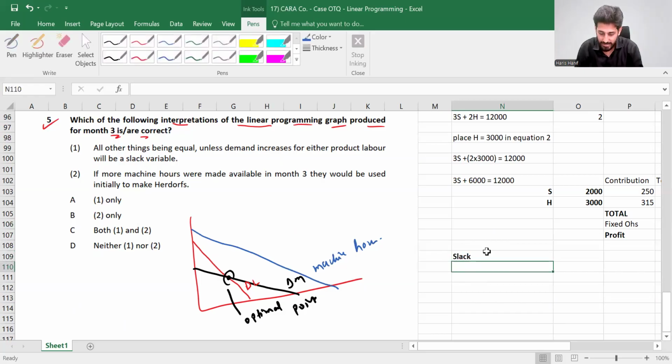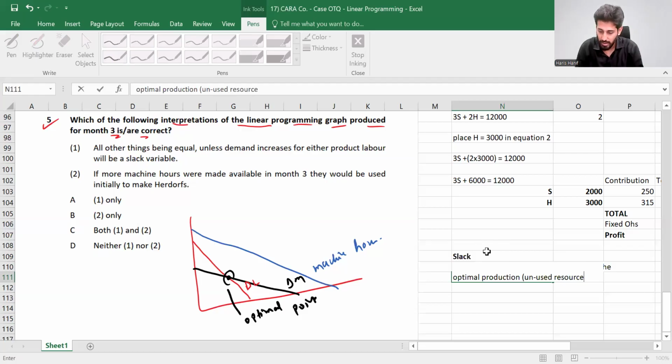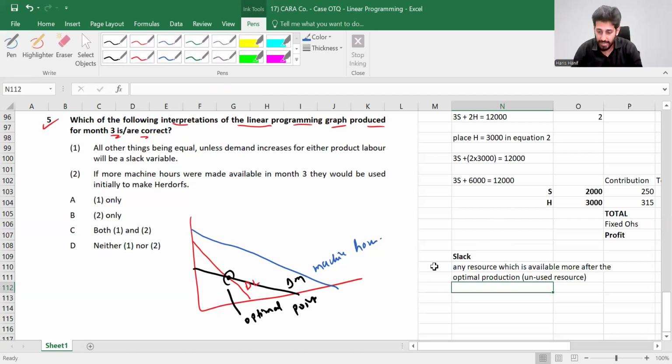What is slack? Slack is any resource which is available more after the optimal production. That is unused resource. Number one, slack means this thing. One more thing. If there is demand, now let's say, for example, I'm making one more graph, and this is the demand of X.